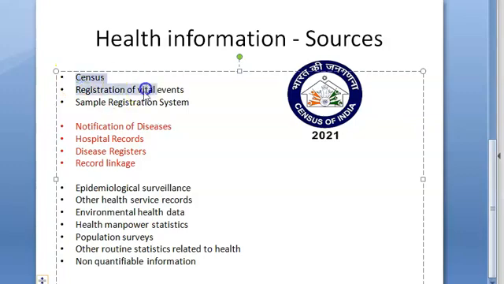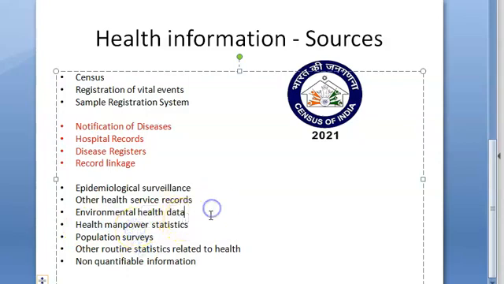You have census, registration of vital events, sample registration system, something about diseases, notification of diseases, hospital records, disease registers, record linkage. Just remember, records, record linkage, notification of diseases or disease registers. Who will notify the diseases to the government? The doctors and hospitals will notify some diseases to the government, right? Then surveillance, epidemiological surveillance, health service records, environment health data, health manpower statistics.